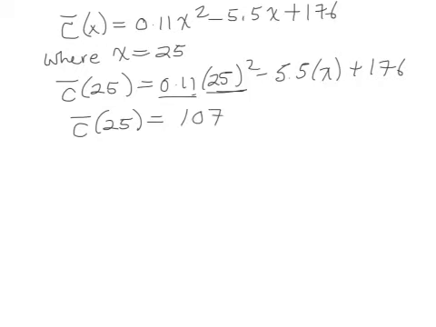is going to be 107.25. So that means that the average cost is at a minimum when 25 wheels are produced, and that minimum cost is $107.25.